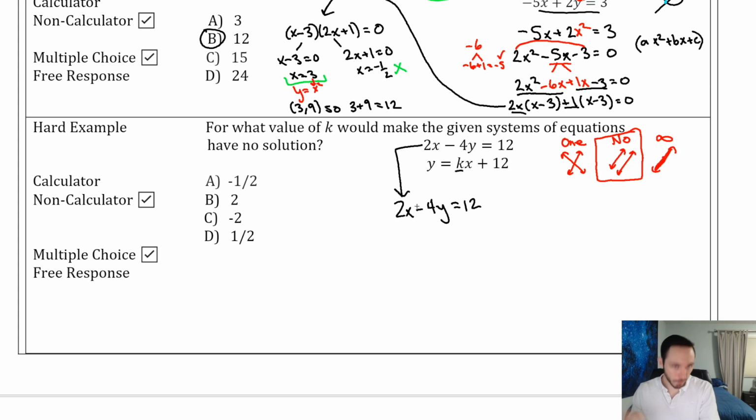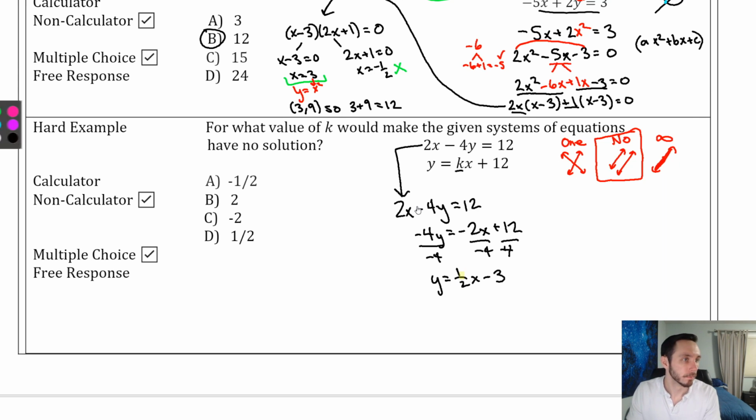I'm going to be moving the 2x over. So I get negative 4y is equal to negative 2x plus 12. And I'm going to be dividing everything by negative 4. Divide by negative 4, divide by negative 4, divide by negative 4. And I'm going to get y is equal to 1/2 x minus 3. Here's my slope. Wait, highlighter, please. Okay, well, that's highlighter. I have a slope here of 1/2. That's what my slope is going to be in the other one.